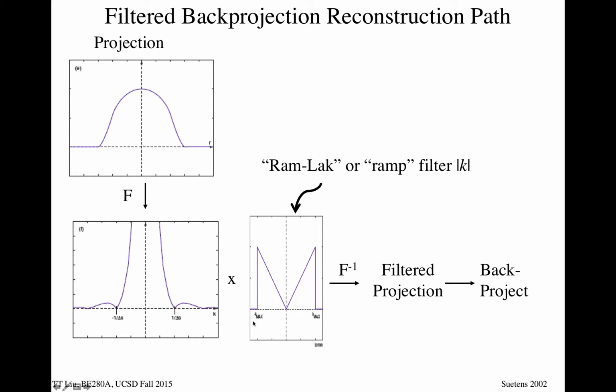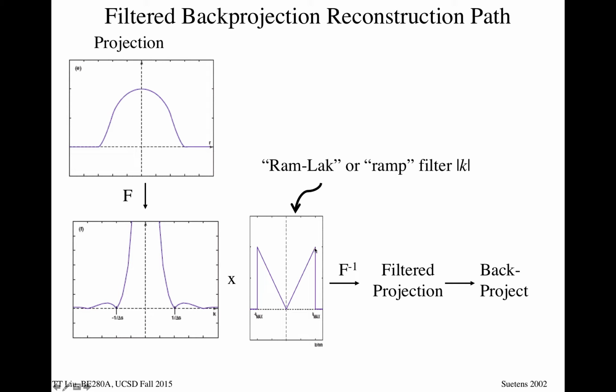I can't remember their full name, but it's been shortened to Romlock because they were the first to produce pictures with this algorithm, where you multiply by this ramp filter before doing the back projection. So it's either called a ramp filter or a Romlock filter. It's kind of a strange thing, in that it goes up linearly with spatial frequency.